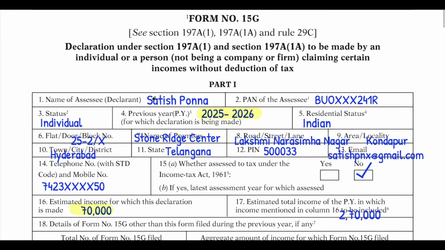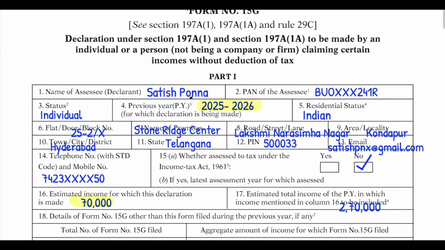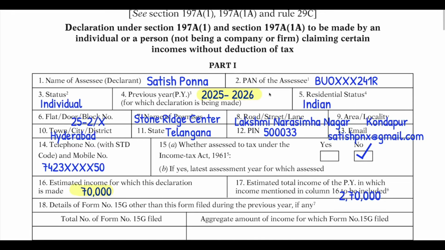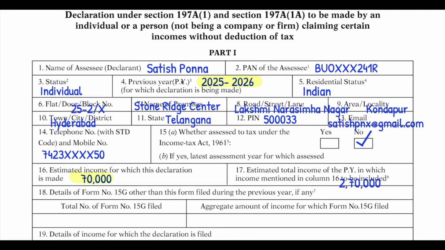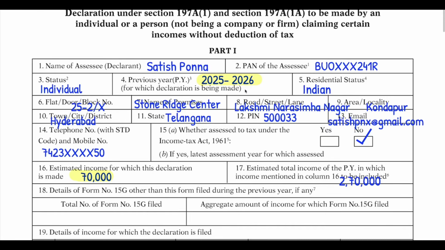In field number 1, write your full name as per your EPF account. In field number 2, write your PAN number. In field number 3, write status as individual. In field number 4, write previous year. Previous year means financial year. Right now we are in the financial year of 2025 to 2026. So write 2025 to 2026 here. And the residential status is Indian.